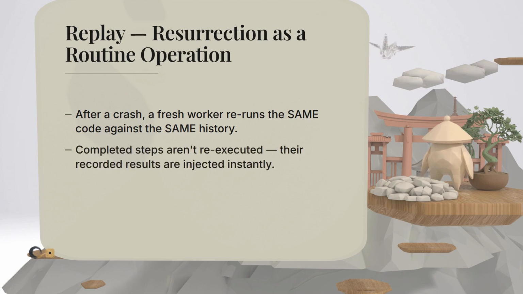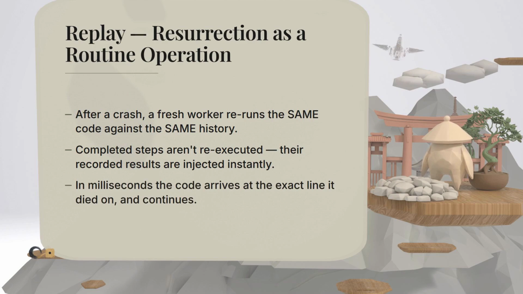Charge the card, already in the history. Here is the transaction ID instantly. Sleep 3 days, already elapsed. Skip. Step by step, the fresh process fast forwards through its own past, reconstructing every local variable, every position in every loop, until it arrives at the exact line where its predecessor died, and then it keeps going, as if nothing happened. That is replay, and it is the beating heart of durable execution. Recovery is not a special code path you write and pray over. It is the same code path replayed.